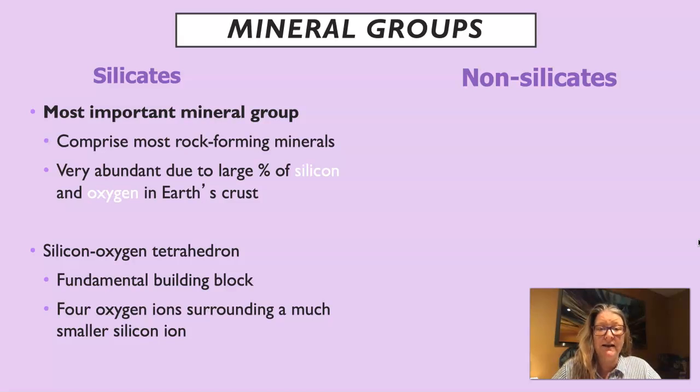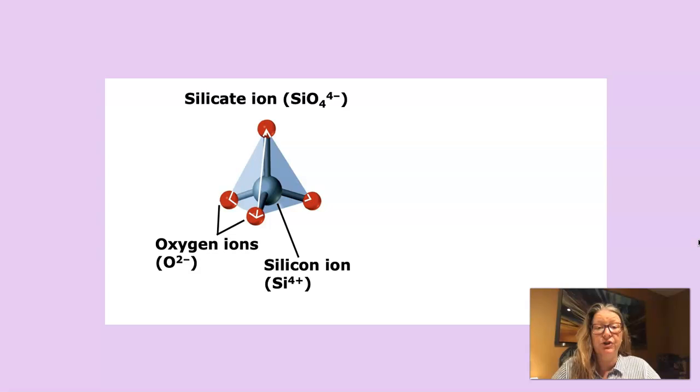And I sort of think of it as a Lego piece that you can take as a fundamental unit, and then you can arrange it in different kinds of chains or sheets or three-dimensional structures. So that fundamental Lego, that fundamental unit, is the silicon-oxygen tetrahedra. It consists of 4 oxygen ions and a much smaller silicon ion. Remember, ions have charges. So here we have a picture of a tetrahedron with a silicon ion in the middle and then 4 oxygens attached to it.